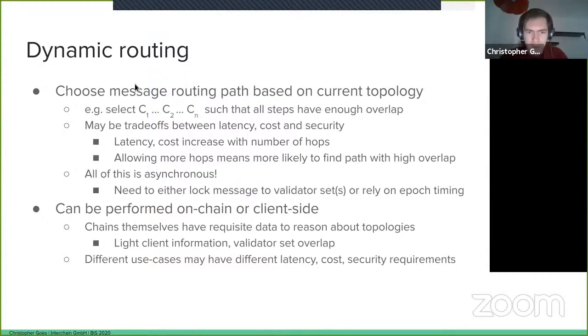Now, this routing can be performed either on-chain or client-side. The chains themselves, because they can already reason about the overlap, as I mentioned, will also have the ability to reason about what kind of route they need to create. Maybe they won't know the whole topology, but they might know part of it. That means light clients could use this light client information to potentially route messages dynamically according to preferences provided by the user in the message when it's being sent, but it's also possible for the client to do the whole thing client-side. Different use cases probably are going to have different latency, cost, and security requirements and trade-offs.